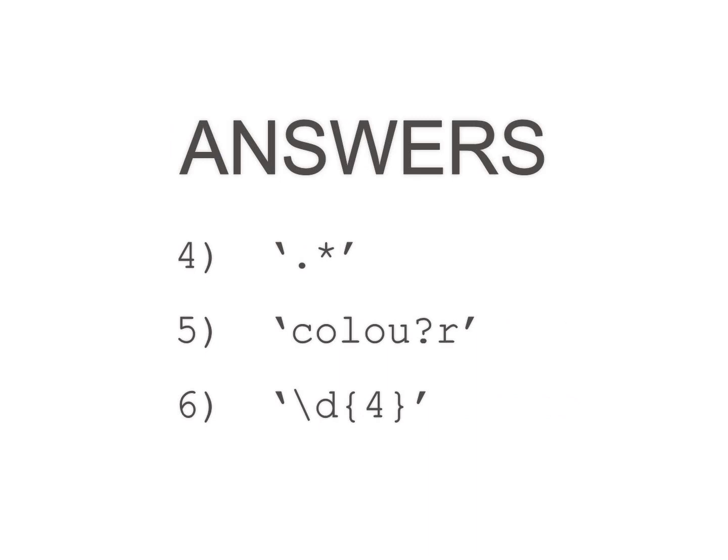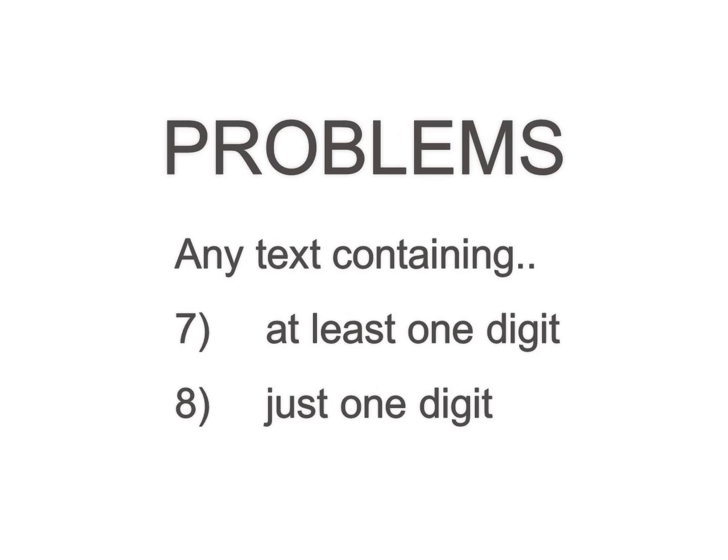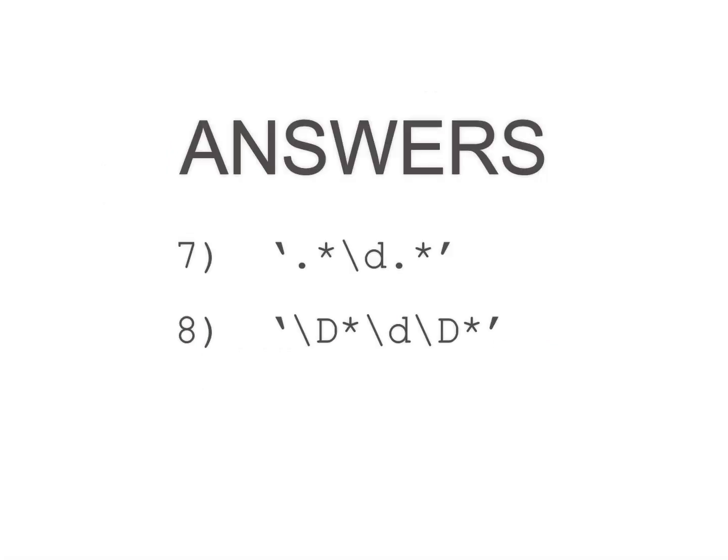One of the often used patterns is dot asterisk, which matches anything, any string, even if it's empty. Now try extending this a bit. Find patterns that match any text containing at least 1 digit, any text containing just 1 digit. Here is a list of the syntax you might need. And here are the answers. The syntax used in the answers is very useful for matching specific subpatterns within a string.